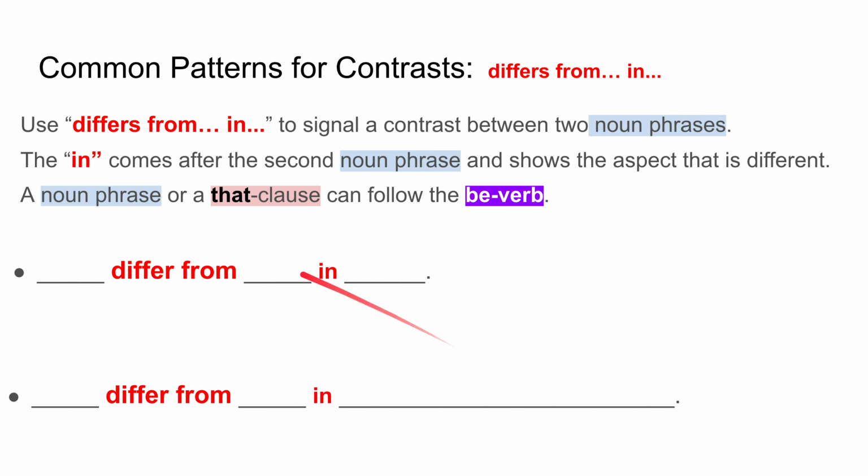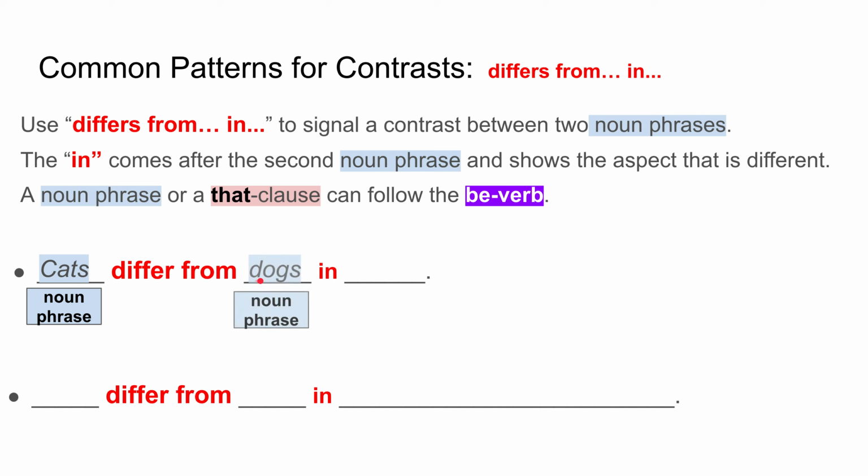Differs from. We can use differs from to signal contrast between two noun phrases. The in comes after the second noun phrase and shows the aspect that is different. So, for example, a noun phrase or that clause can follow it. For example, cats differ from dogs in size.